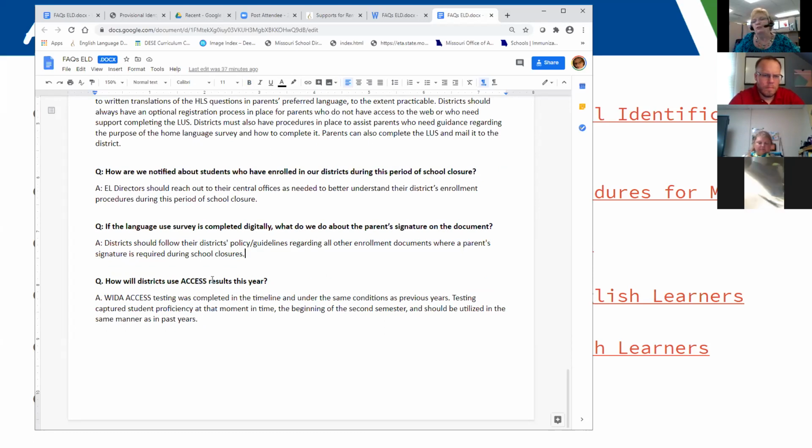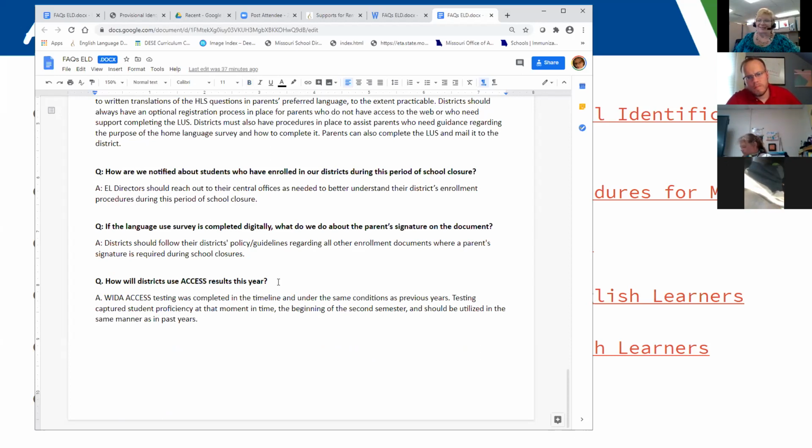How will we use this year's ACCESS results? Well, they were given at the same time and in the same manner without any different scenarios this year, so they should be able to be utilized as we have in the past.